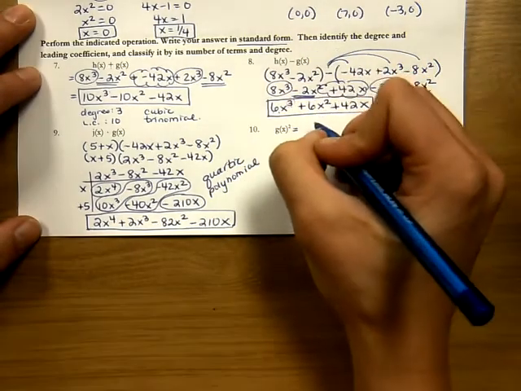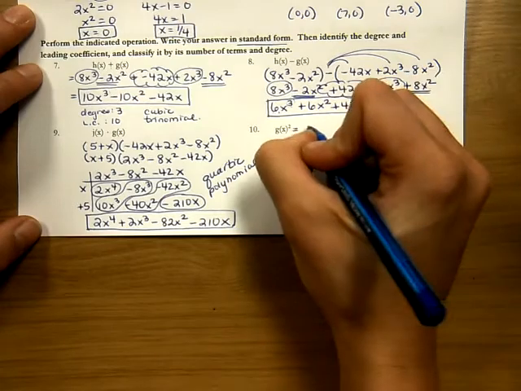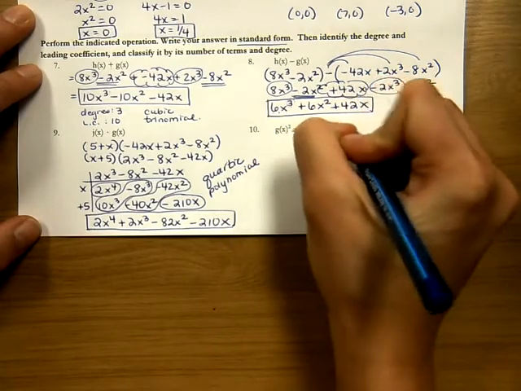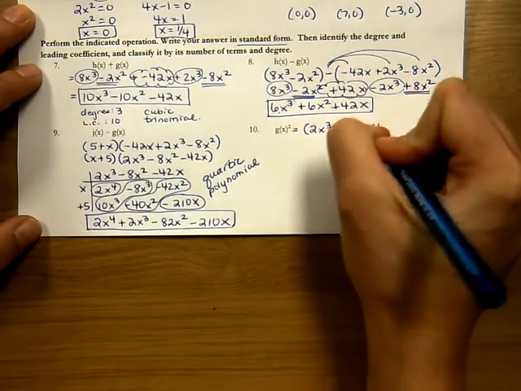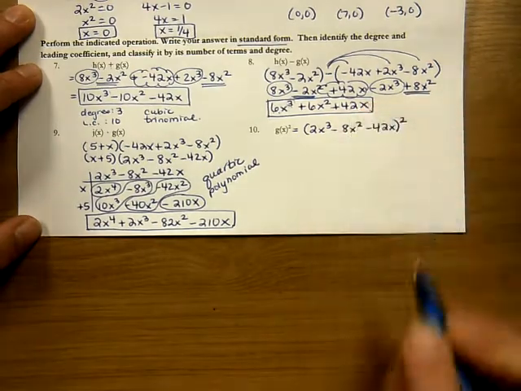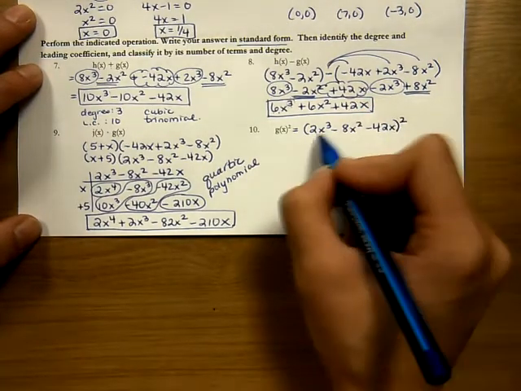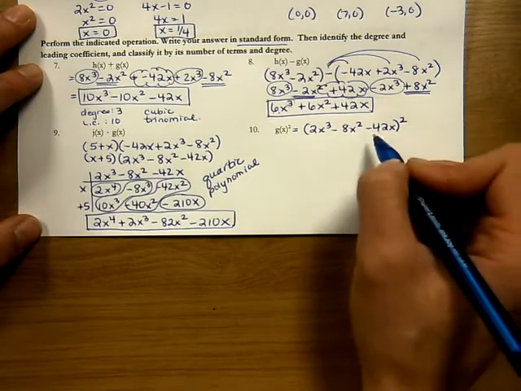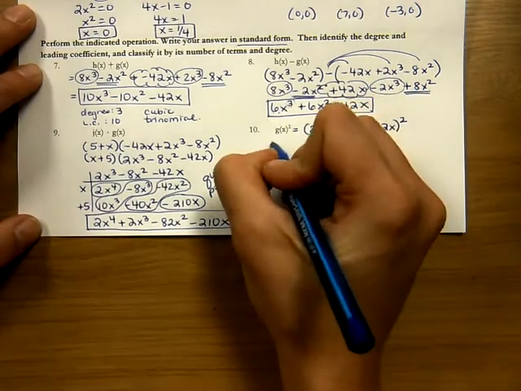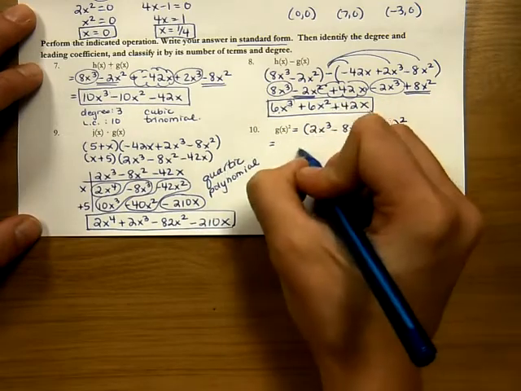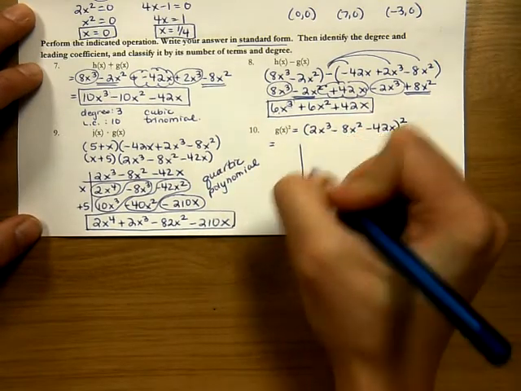Over here, we have to square g of x. Well, g of x is really 2x to the third minus 8x squared minus 42x. Written in standard form just makes it a little easier as we move forward. And I need to recognize that when I square a polynomial, really anything more than a monomial, I need to write it times itself.